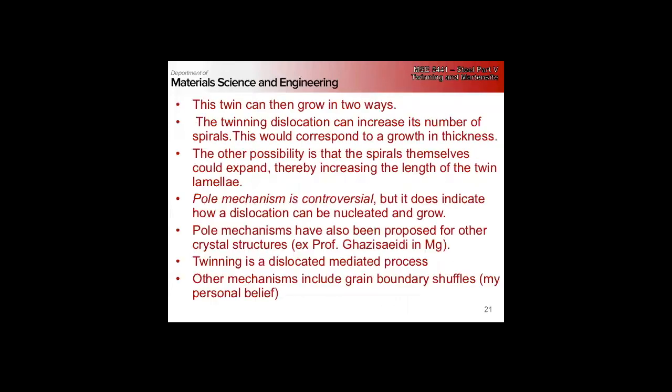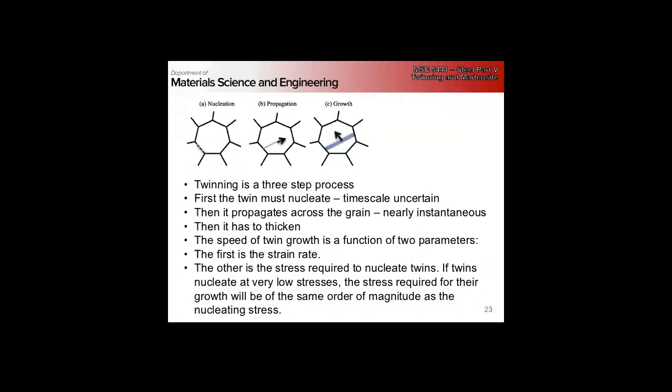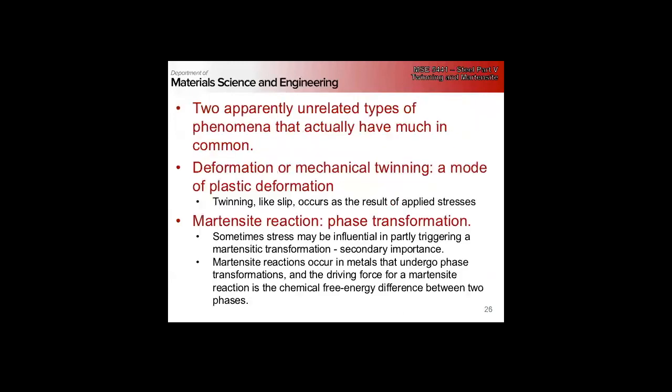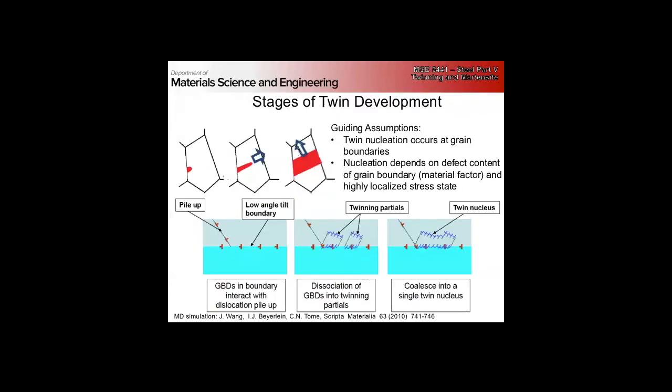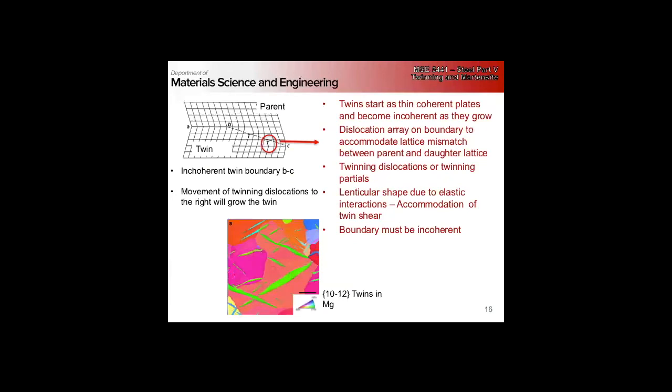We spent some time talking about a couple different theories for twin nucleation. Don't worry about those for the exam, right? It's still a really big open area of exploration. What is important is that twinning is still, in some ways, a dislocation mediated process, because the lenticular shape that develops means that this can't be a completely coherent interface.